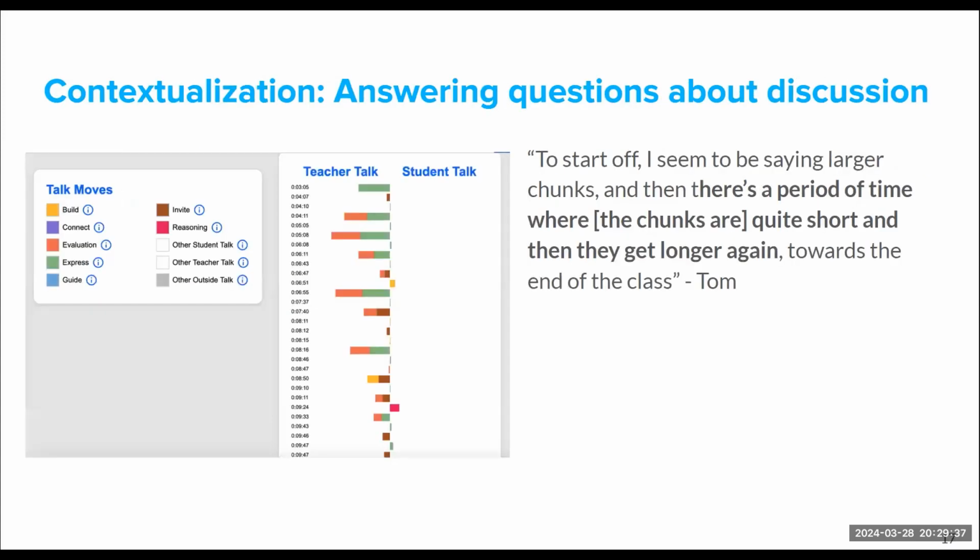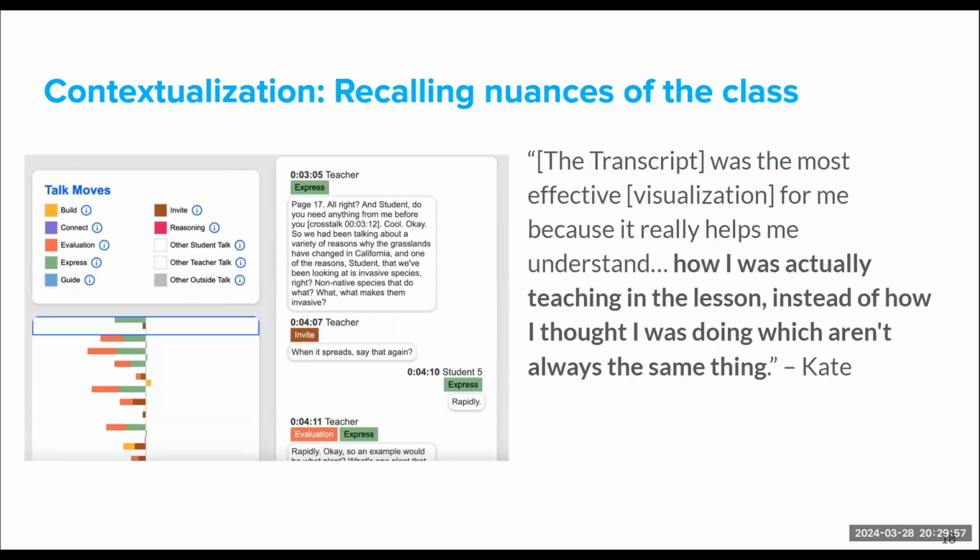After seeing their data quantified, teachers wanted to answer questions about their data and contextualize it within the turn-taking visualization. So for example, Tom used the turn-taking visualization to see where there are chunks of shorter or longer teacher dialogue to better understand the conversational dynamics in his class. And for the transcript visualization, this helped them gain full context of the class, examining the nuances of the discussion and resolving dissonance from the talk ratio.